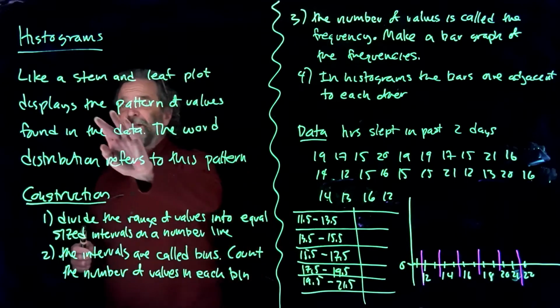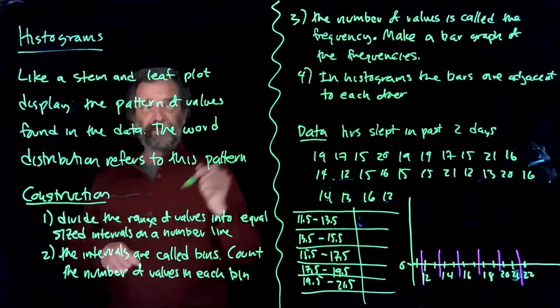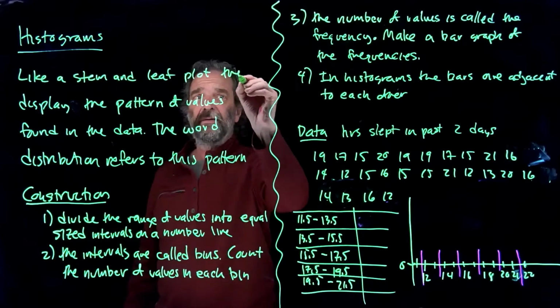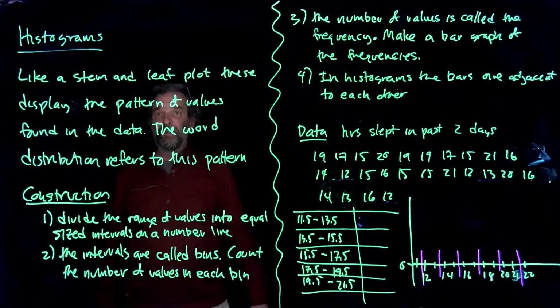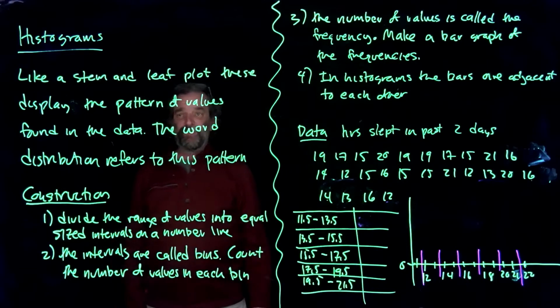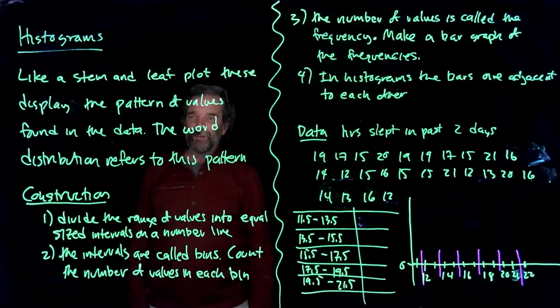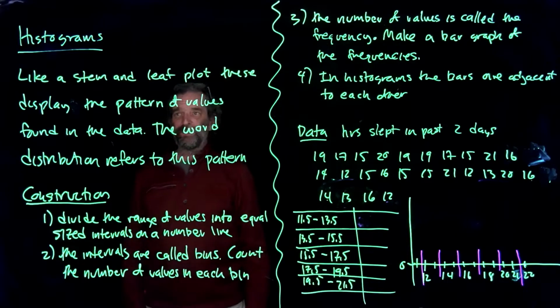Like a stem and leaf plot, these display the pattern of values found in the data. The word distribution refers to this pattern. So histograms are a way of graphing the distribution of the data set, which tells the pattern of values found in the data, just like a stem and leaf plot does.